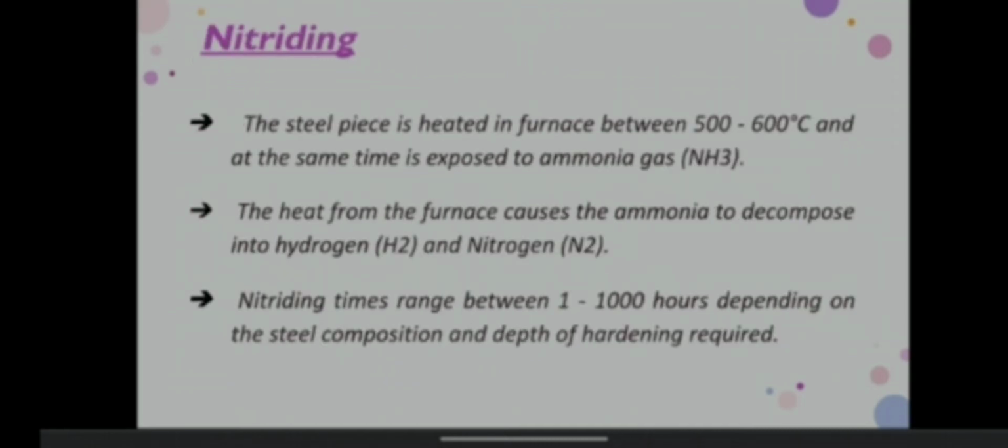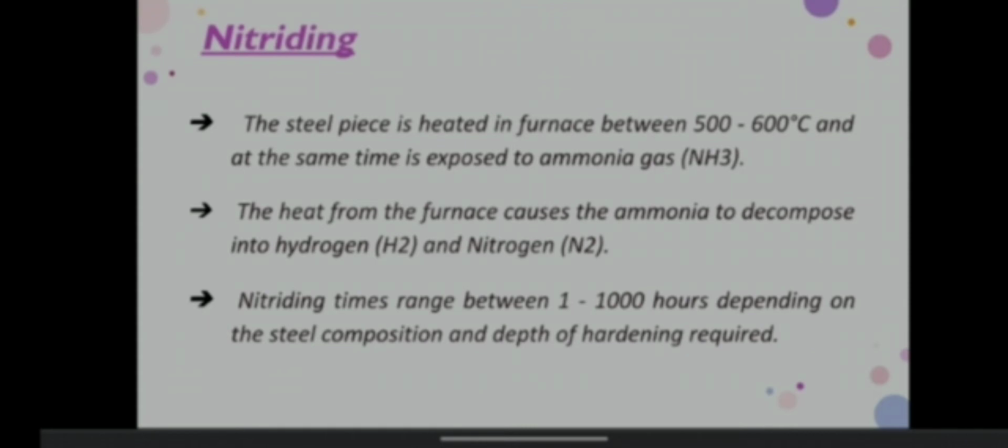Method 2 is nitriding. Nitriding is a heat treating process which diffuses nitrogen into the surface of a metal to create a case hardened surface. The process is that the steel piece is heated in a furnace between 500 to 600 degrees Celsius and it is exposed to ammonia gas at the same time. The heat from the furnace causes the ammonia to decompose into hydrogen and nitrogen. This is the process of nitriding.